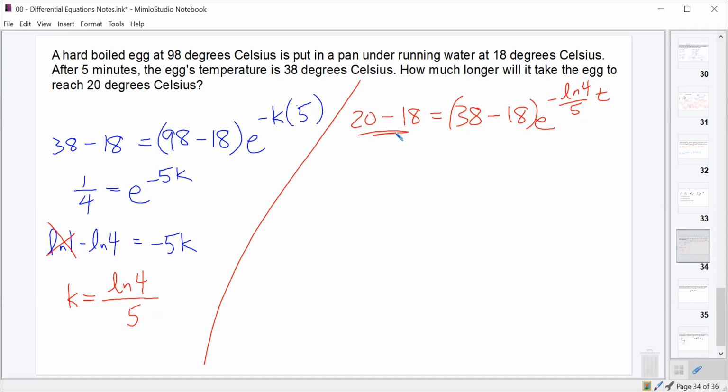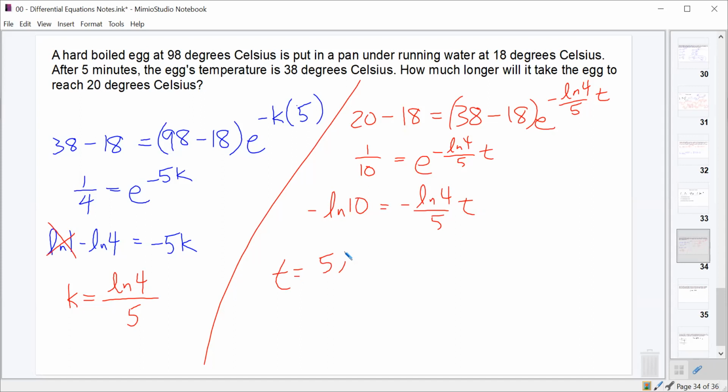We end up with 2 and 20. And when we divide the 2 by the 20, we get 1/10 equals e to the negative ln 4 over 5 times t. And once again, natural log of 1/10 is natural log of 1 minus natural log of 10, or just the negative natural log of 10, which is now equal to negative natural log of 4 over 5 times t. For t, when we cancel out the negatives and multiply by 5 and divide by the natural log of 4, we get t equals 5 ln 10 over ln 4.